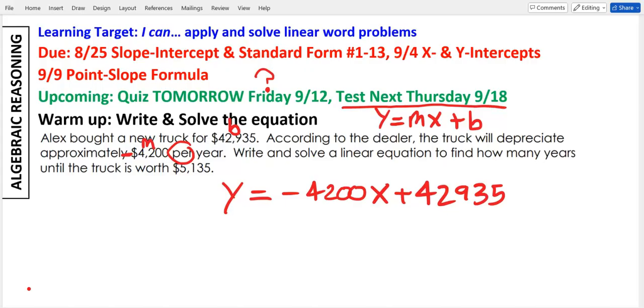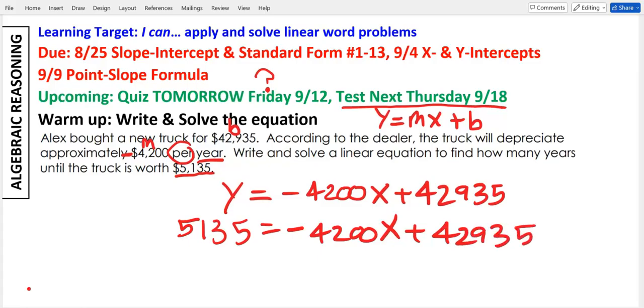Now, it says, write and solve a linear equation to find how many years until the truck is worth 5,135. Do you think that's going to go into x or y? It's going to be y, because the per is years. It's not a year amount, that's a money amount. So 5,135 equals negative 4,200x plus 42,935.